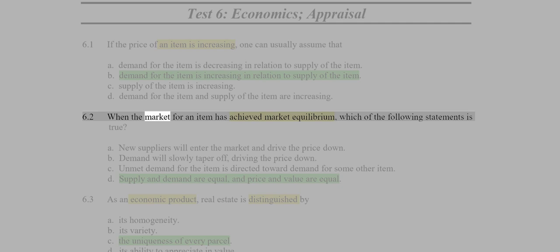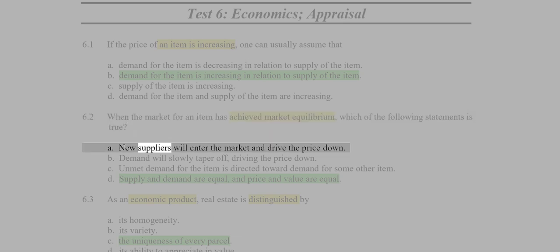6.2. When the market for an item has achieved market equilibrium, which of the following statements is true? A. New suppliers will enter the market and drive the price down. B. Demand will slowly taper off, driving the price down. C. Unmet demand for the item is directed toward demand for some other item. D. Supply and demand are equal, and price and value are equal.